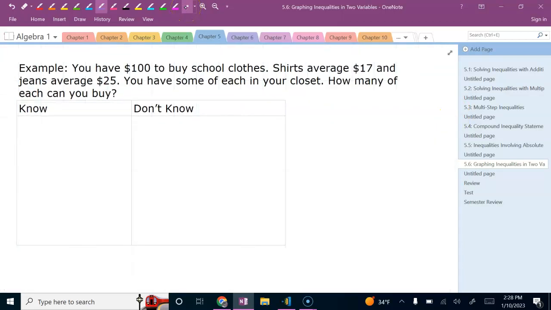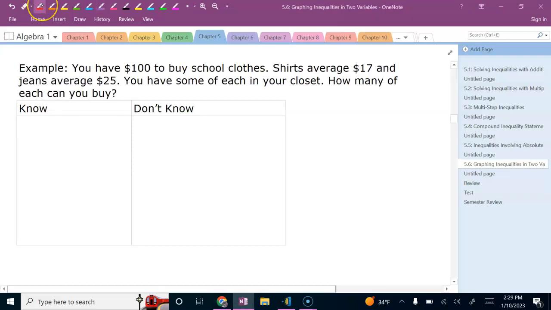Okay, this next example here. You have $100 to buy school clothes. Shirts are averaging $17 and jeans are averaging $25. You have some of each in your closet, and we want to figure out how many of each we can buy. So I've got this know, don't know chart filled out just so we can kind of maybe organize our thoughts a little bit here before we try to get to the problem.